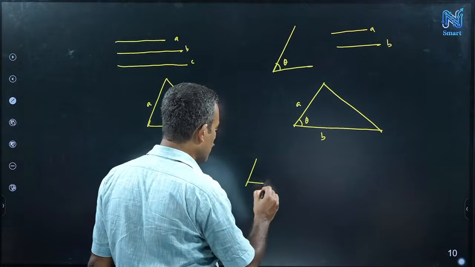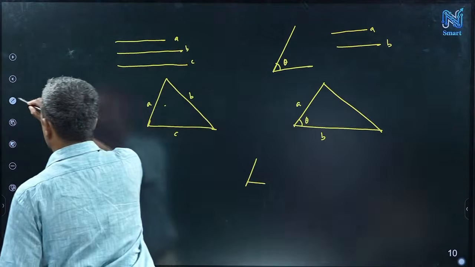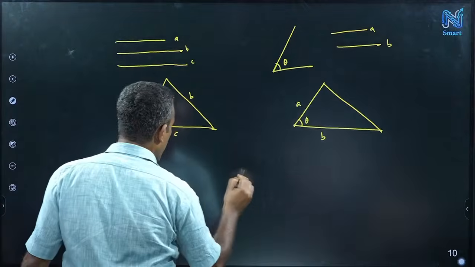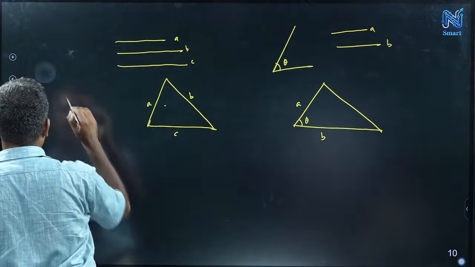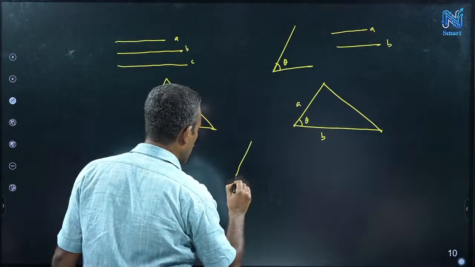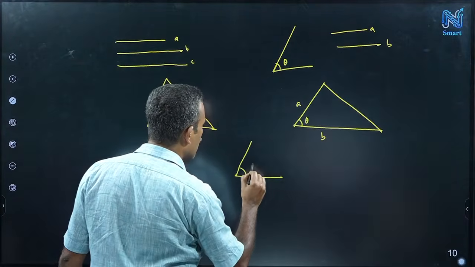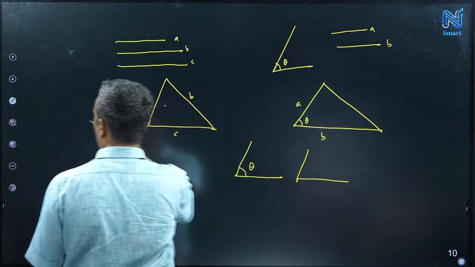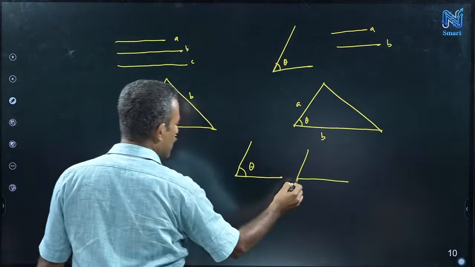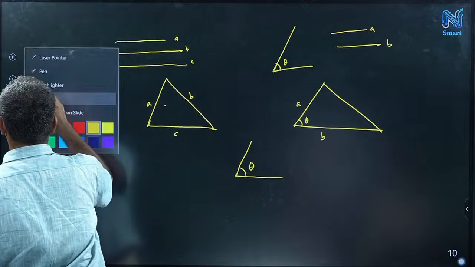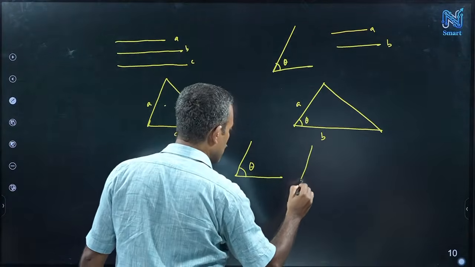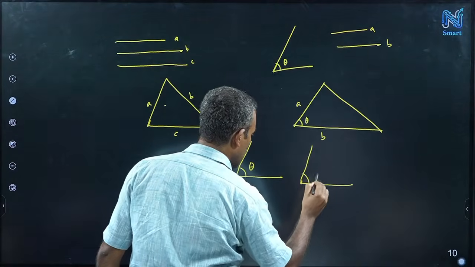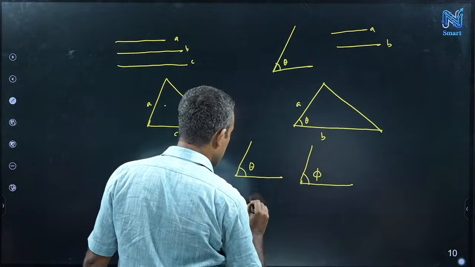Similarly, if we are given something like that, 2 angles, say theta and phi, and one side is given to us.